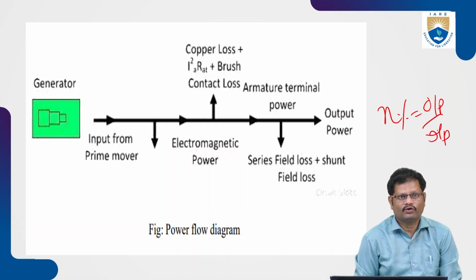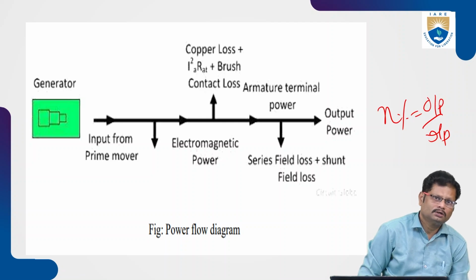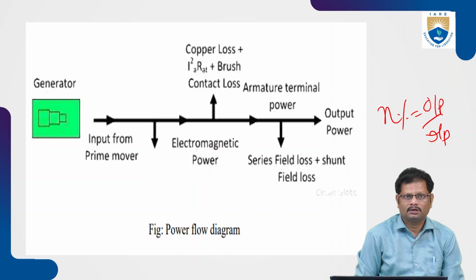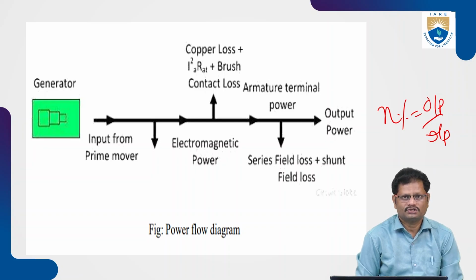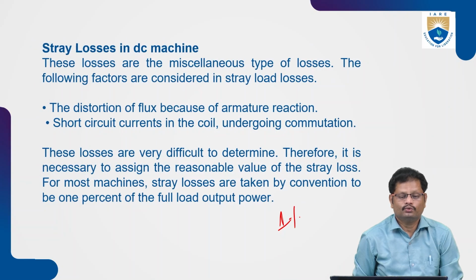So here the power flow diagram is given for analyzing the losses. Here the total losses are iron losses and copper losses, some mechanical losses, and also a small amount of losses due to stray load.